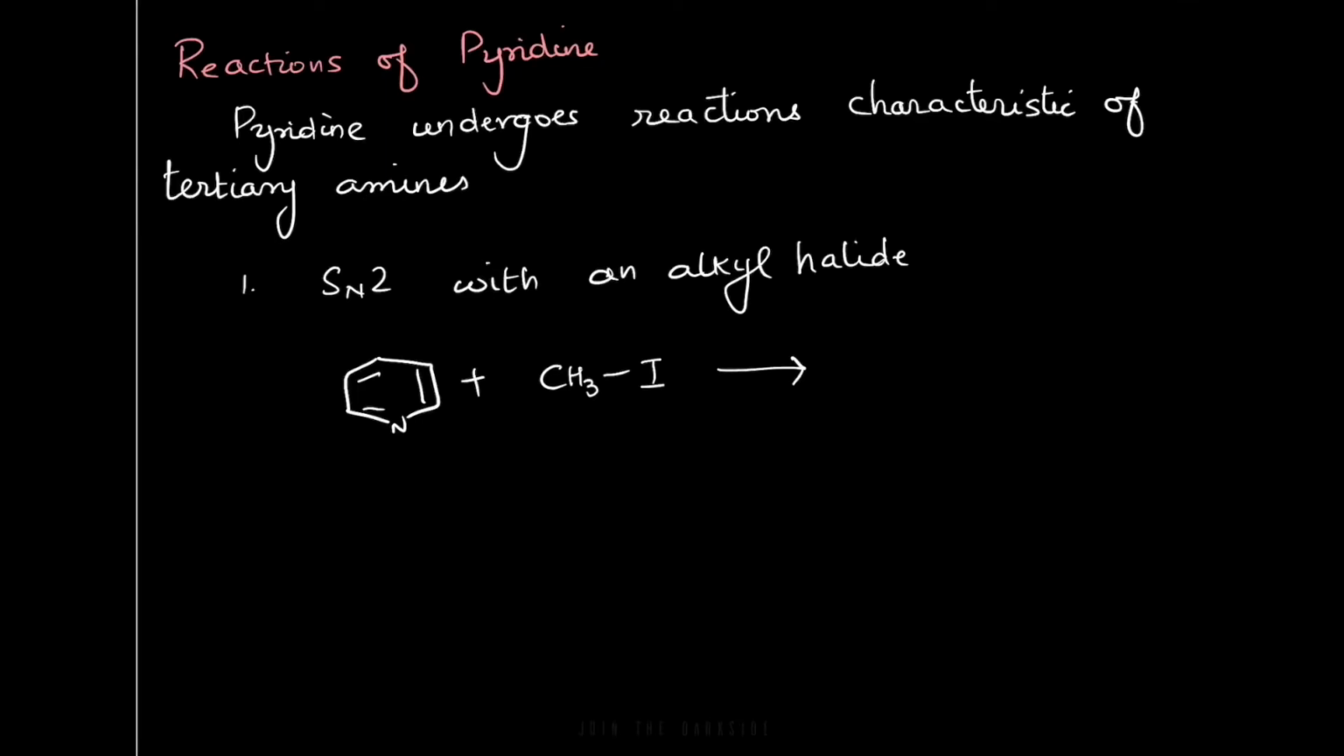Here we have our lone pair of electrons on nitrogen, and that's going to attack the electrophilic carbon, pushing these electrons onto iodine, and it's going to alkylate the nitrogen. So this compound right here is N-methyl pyridinium iodide, because the alkyl group is attached to the nitrogen.